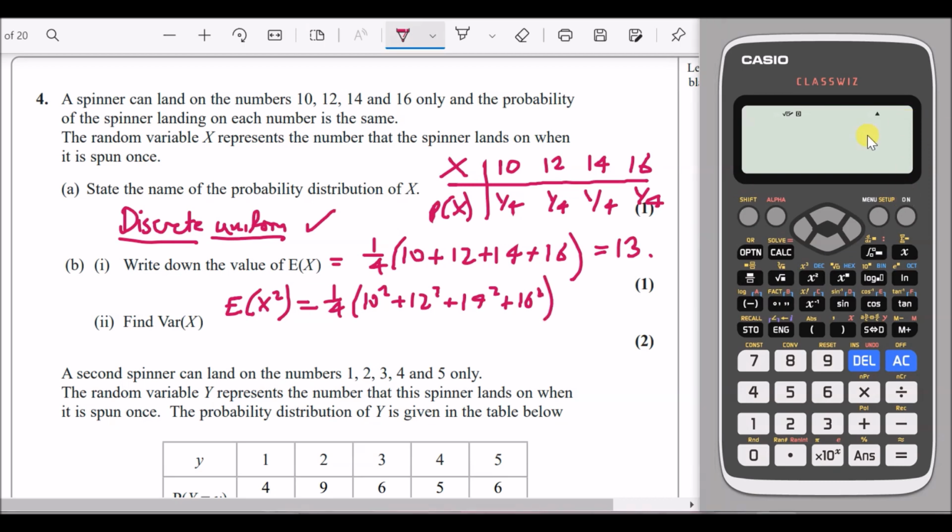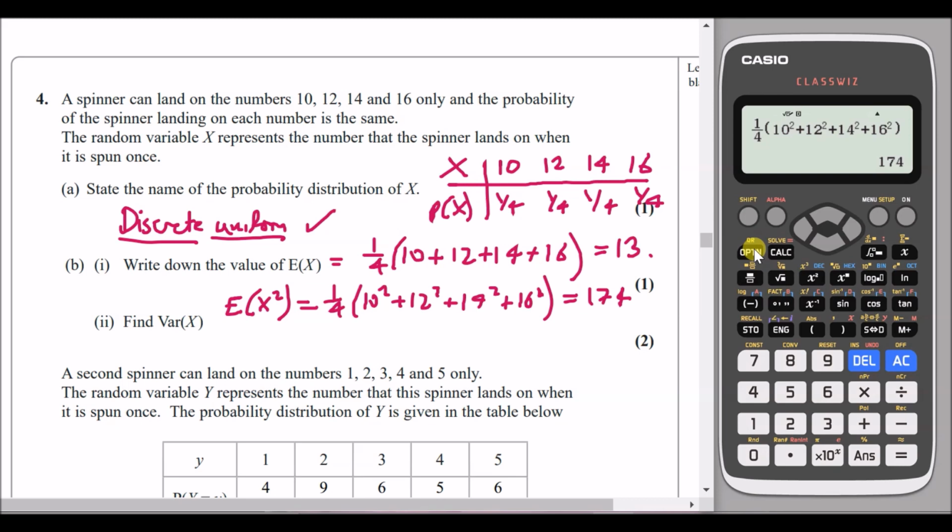Now in your calculator, I'm going to just quickly do it now. So it'd be 1 over 4 times 10 squared plus 12 squared plus 14 squared and then plus 16 squared. Doing this, you're going to get 174.